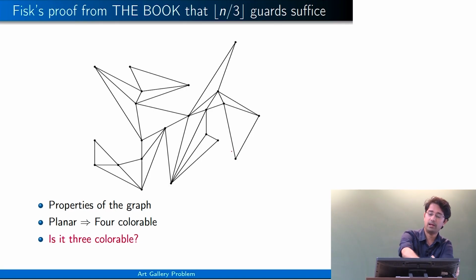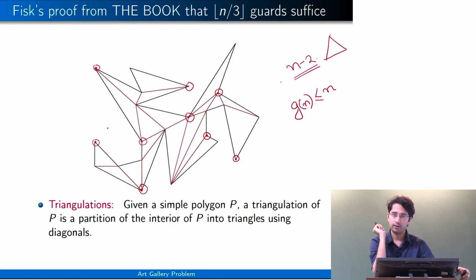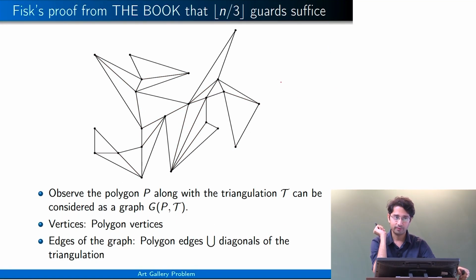Suppose I am claiming that this graph in the picture is 3 colorable. Can we say something? Think. What are we trying to say? Using only one color, we can place guards. Suppose we use only one color and place a guard at only those vertices. Very good.